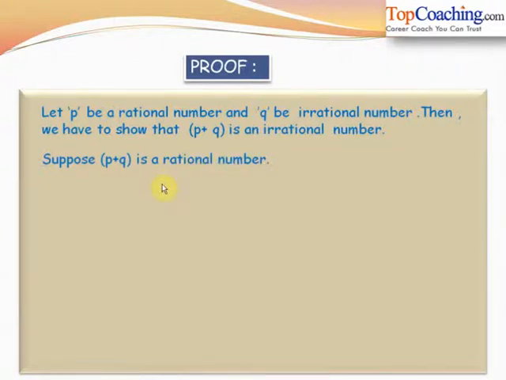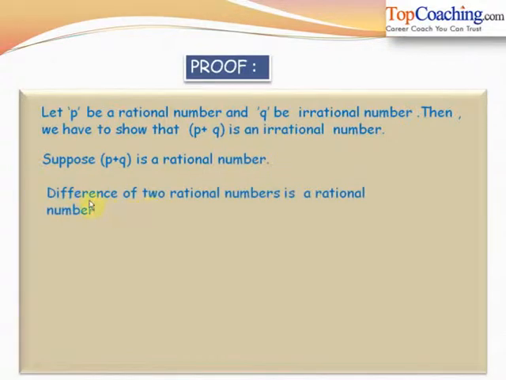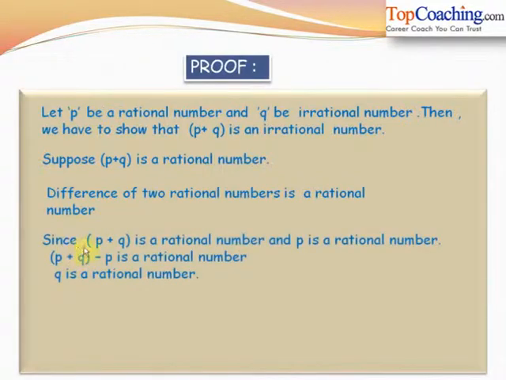Instead of taking this as a rational number, let's take the case that p plus q is a rational number. Now we know that the difference of two rational numbers is always a rational number. Since p plus q is a rational number and p is also a rational number, therefore p plus q minus p should be a rational number, because the difference of two rational numbers is a rational number.